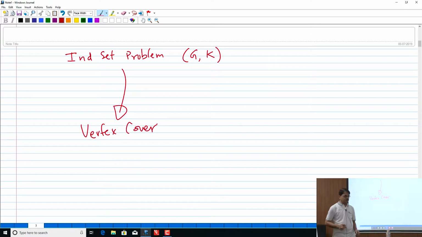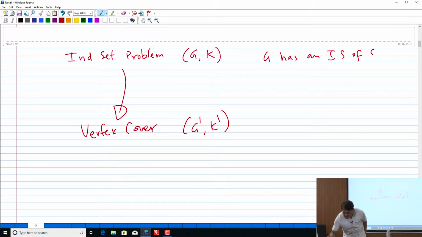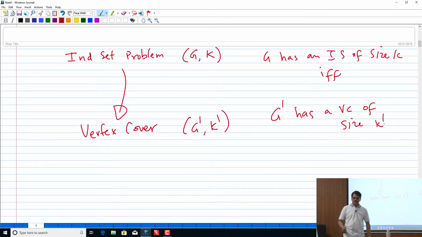Do you remember the reduction, or how does it work? Can you give a polynomial time reduction from independent set to vertex cover? So, what does reduction mean? I should come up with some G prime, K prime, such that G has an independent set of size K if and only if G prime has a vertex cover of size K prime. That is what reduction means. Can you tell me what G prime is, what K prime is?